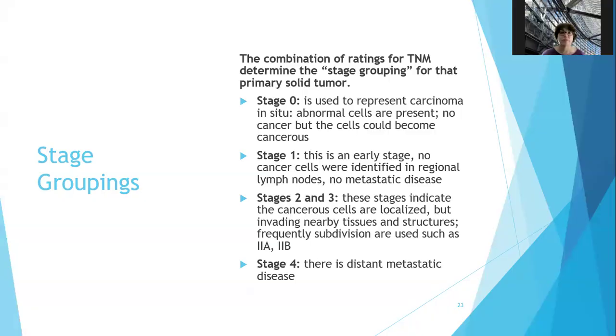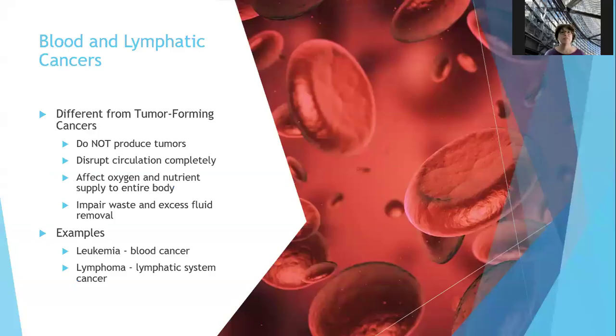So pretty simple, hopefully. Blood and lymphatic cancers are different from tumor-forming cancers. They don't produce tumors. They disrupt the circulation. They affect oxygen and nutrient supply to the entire body, and they impair waste and fluid removal. Leukemia is blood cancer, and lymphoma is lymphatic system cancer, and they're different types of each.